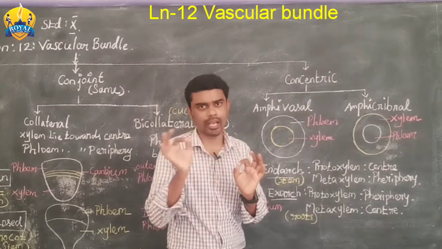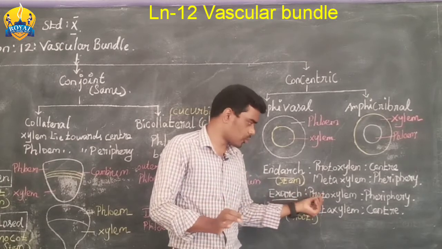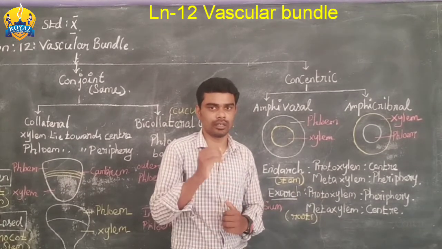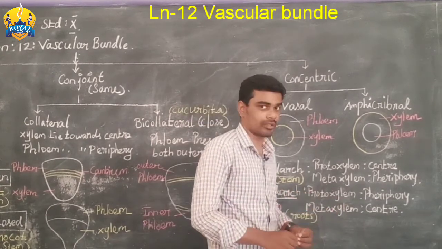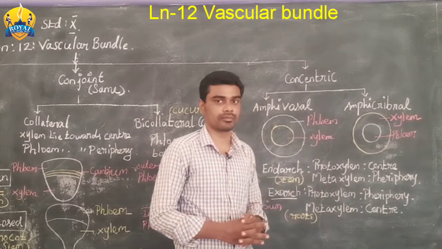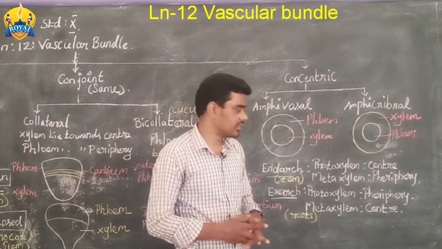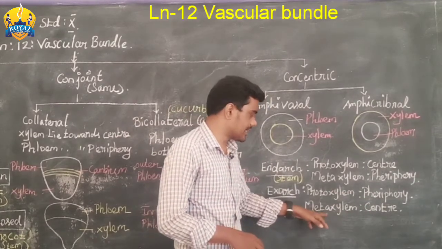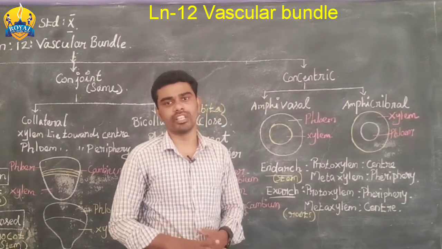We know the root hair. The root hair is made up of protoxylem. In all plants, the root hair is made up of protoxylem, the growable xylem, the young xylem. It is present in the periphery, the external layer, and metaxylem is present in the center point of the root region.